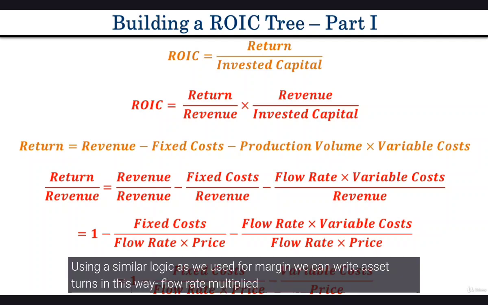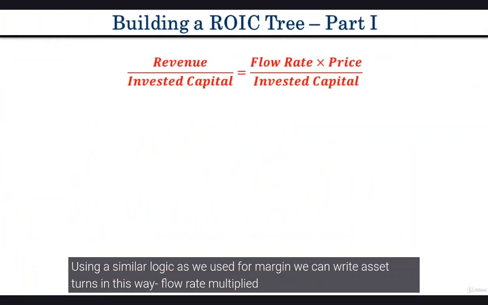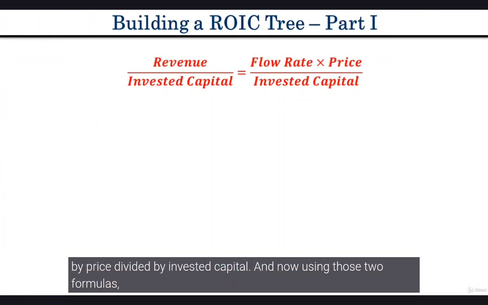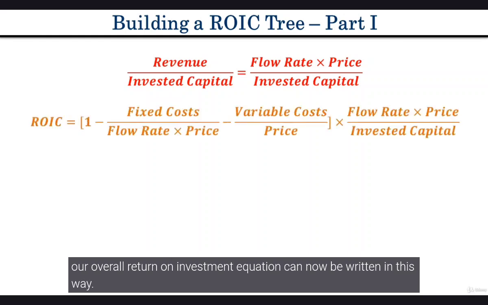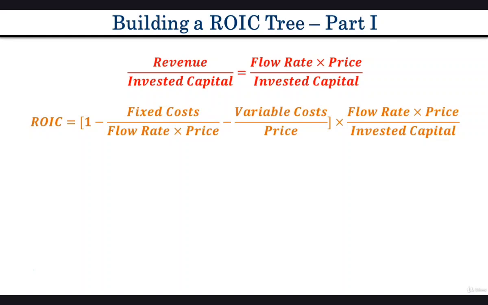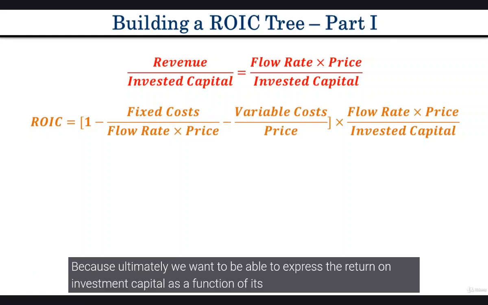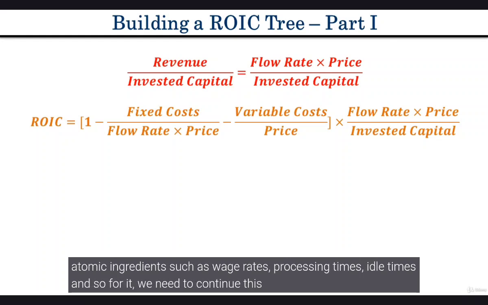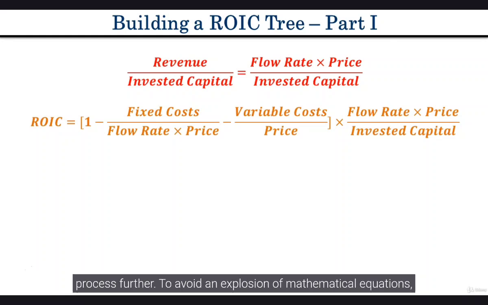Using a similar logic as we used for margin, we can write asset turns in this way: flow rate multiplied by price divided by invested capital. And now, using those two formulas, our overall return on investment equation can be written in this way. Because ultimately we want to be able to express the return on invested capital as a function of its atomic ingredients, such as wage rates, processing times, idle times, and so forth, we need to continue this process further.